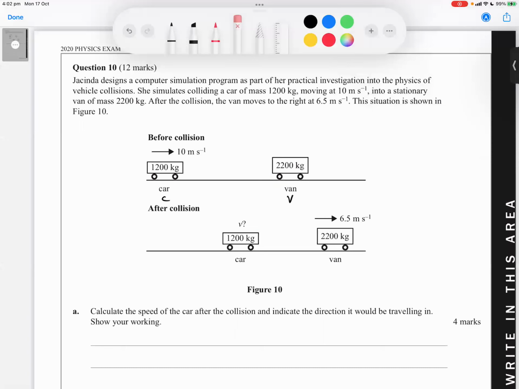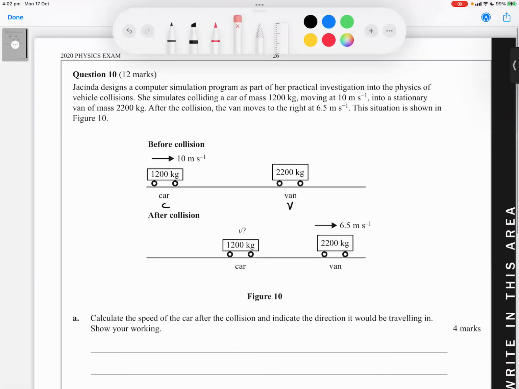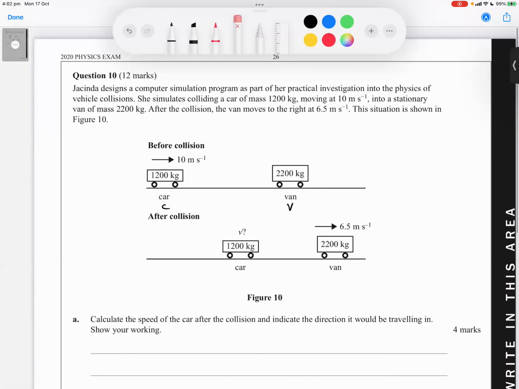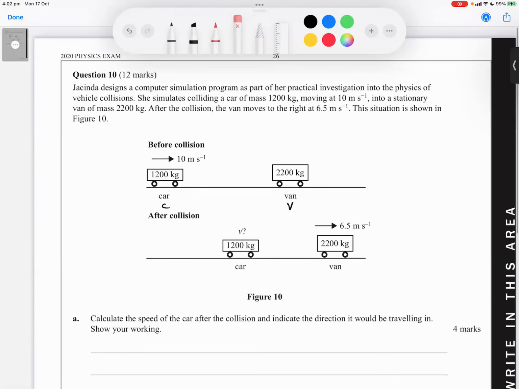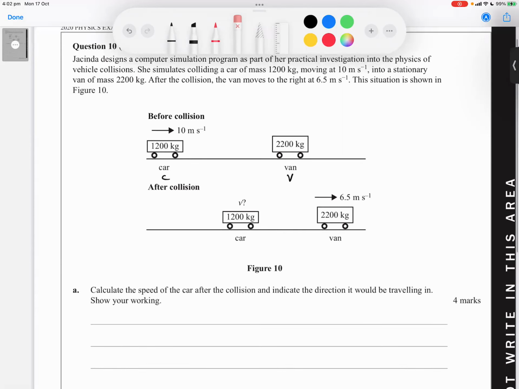So I'll go to the question I want to look at today. This question is from the 2020 exam. It's question 10 in section B. And this question's great because you can do this if you're in Unit 4, but also if you're in Unit 2 right now preparing for your exams. So it makes it especially valuable.